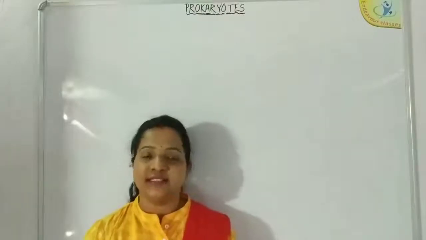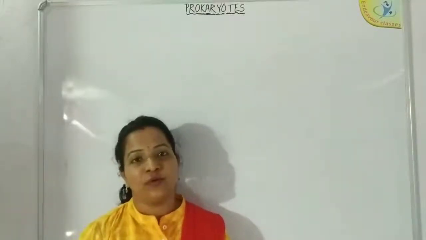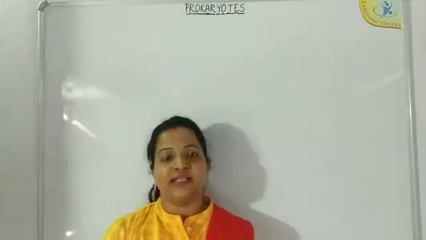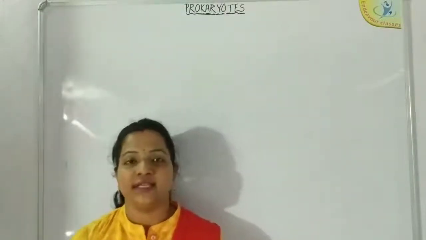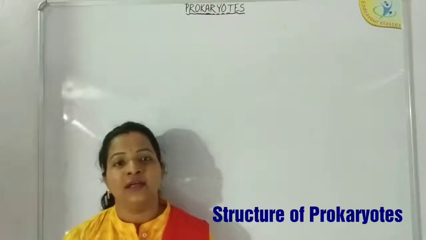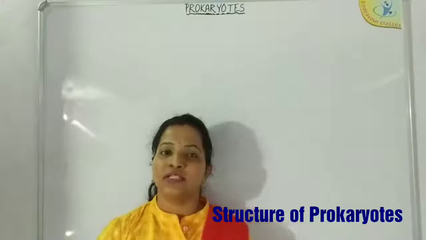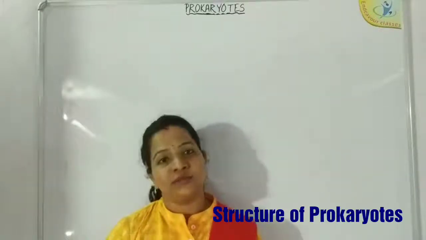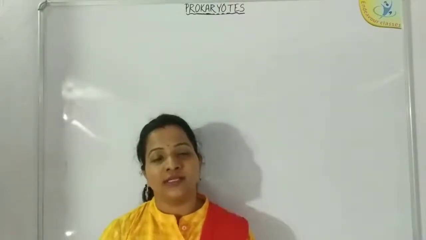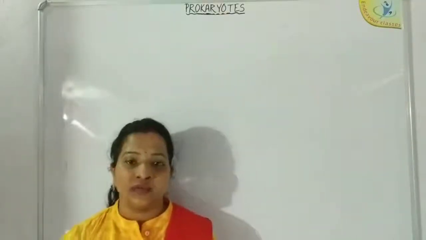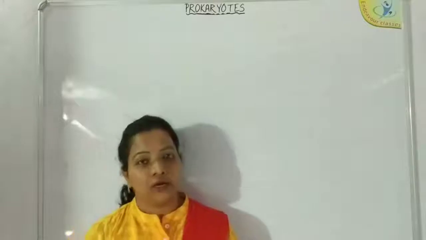Hello students, in this class we are going to discuss the prokaryotes. Based upon the organization of DNA, cells are of two types, prokaryotic cell and eukaryotic cell. The organisms which are made up of prokaryotic cells are called prokaryotes, and the organisms which are made up of eukaryotic cells are called eukaryotes.